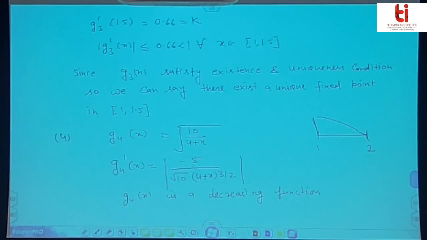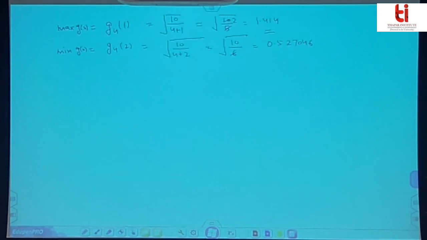We also find g4'(x). g4'(x) is minus 5 upon 2 times under root (4 + x) raised to power 3 by 2. And this is also a decreasing function. So the maximum value of |g4'(x)| is obtained at the point x equal to 1. So g4'(1) is coming out to be 0.15. This is the k value, and it is less than 1. So |g4'(x)| is less than or equal to 0.15, less than 1. Since it is less than 1, the uniqueness condition is satisfied.